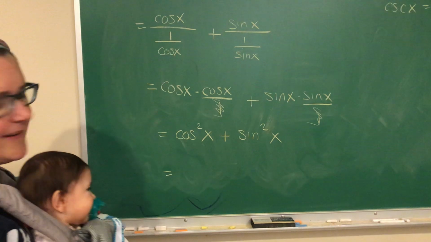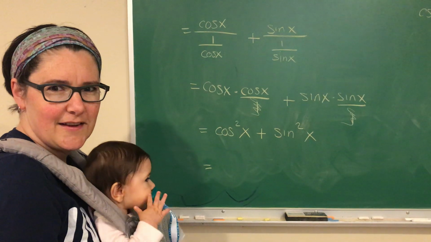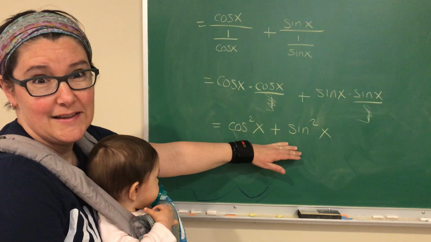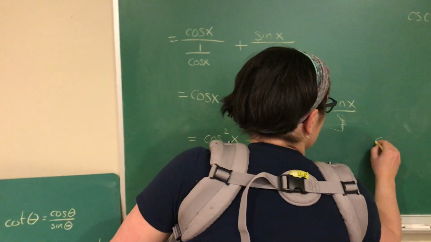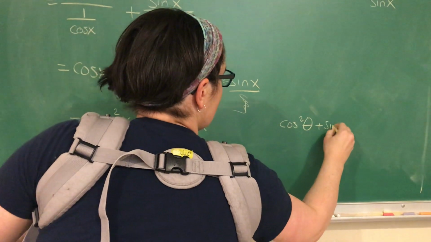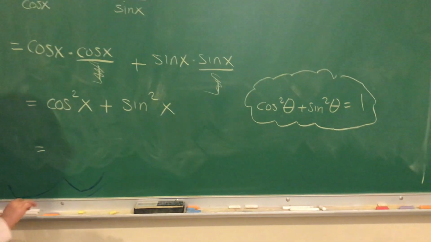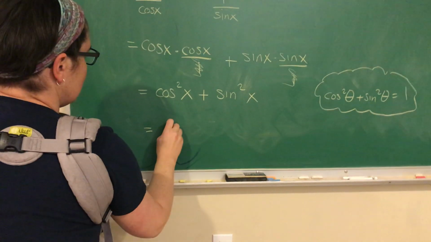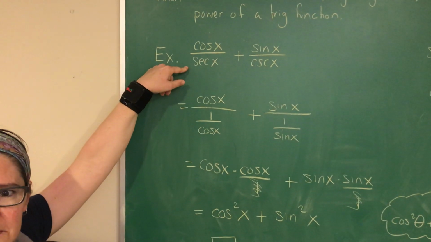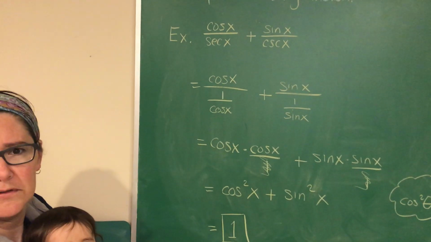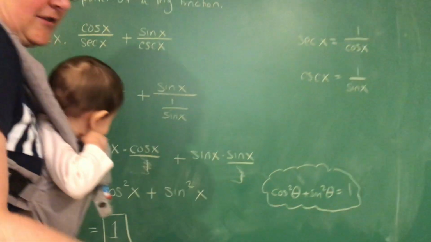And suddenly, I look at this. I've got cosine squared x plus sine squared x. And that, my friends, is half of the best trig identity in the entire world. The identity that says cosine squared theta plus sine squared theta equals 1. Best trig identity ever. This whole thing right here is exactly equal to 1. So this whole mess of a fraction up here is actually exactly equal to 1. Boom. Okay. So that is our example.